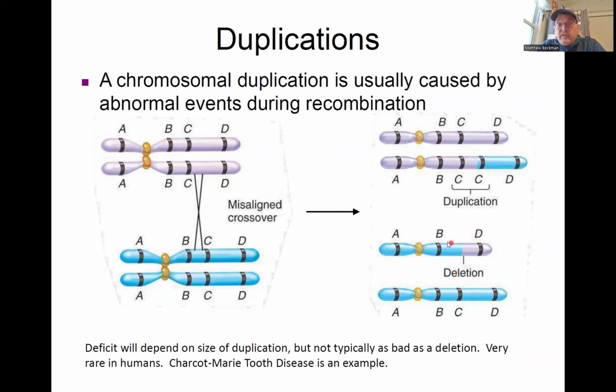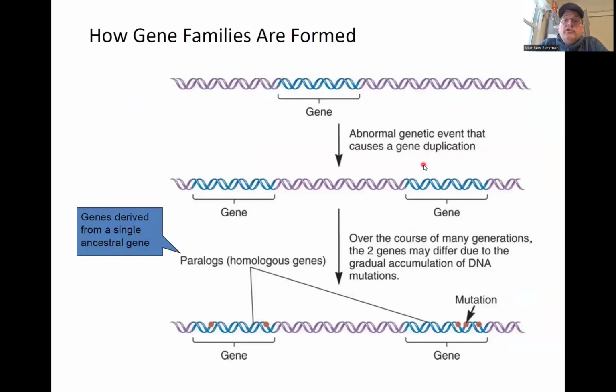Both could have big effects on the function, that is, the phenotype of the organism, if these are genes that are critical. But we don't know. We have to look at these case by case because there may be little to no effect as well. Okay, so let's talk about the role that duplications have played over evolutionary time in this concept of gene families.